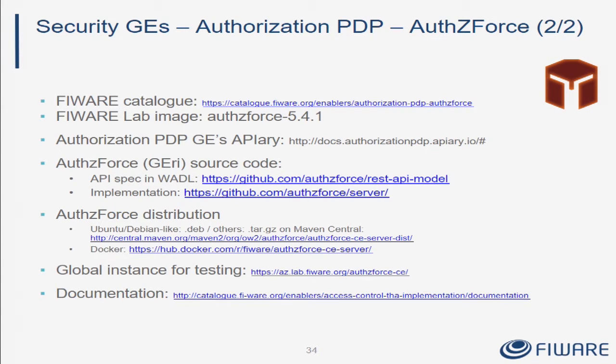And then we distribute AuthZForce in various formats. We distribute it in a Debian package or Ubuntu package, and also for other Linux distributions, you can get the tarball, the tar.gz file, and we also provide the Docker container on the Docker Hub. So you have the link there, and we also provide a global instance. It's just a public URL that you can use to rapidly test the AuthZForce API. And finally, we provide the documentation on Read the Docs, and you can get the link from the catalog, of course.